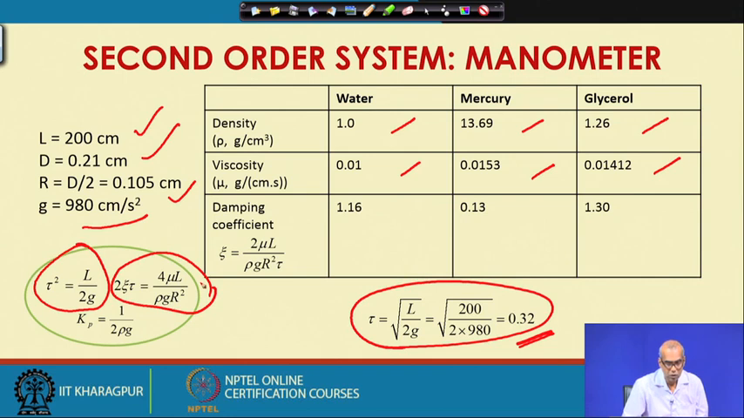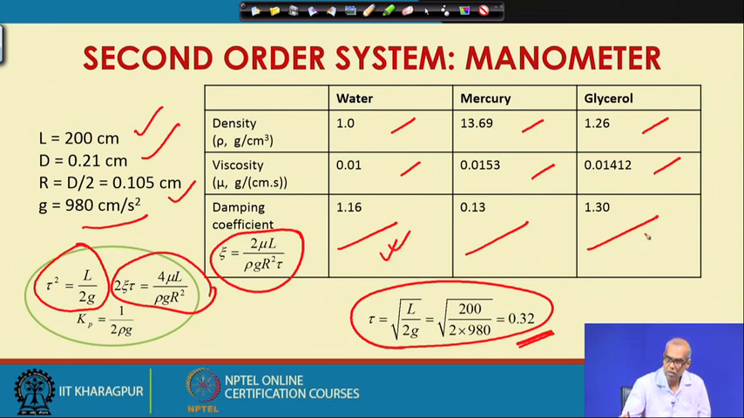Now, the damping coefficient is obtained from 2 zeta tau equal to 4 mu L by rho g r square, where mu represents viscosity, values are given. Tau is computed now. So, you can directly make use of this equation which has been rearranged to obtain zeta. So, we get zeta equal to 1.16, zeta equal to 0.13 and zeta equal to 1.30. So, this is overdamped, this is overdamped, this is underdamped.